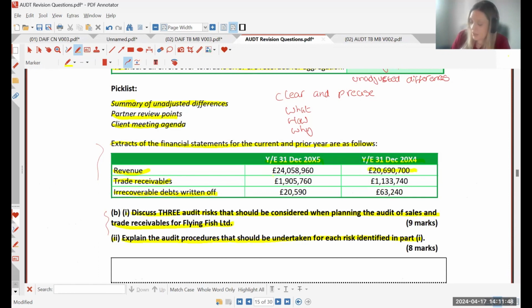So our revenue then, our revenue has moved from 20,690,700 to 24,058,960. So straight away, I can see about a 3.5 million, 4 million increase here. That's going to be quite a big increase in revenue in the space of 1 year. So let's just figure out the percentage increase, because that's what we'll use in our answer. So hopefully you're all comfortable with doing your percentage increases.